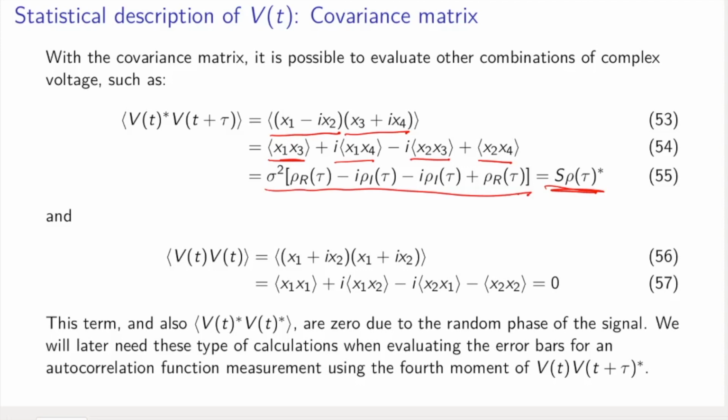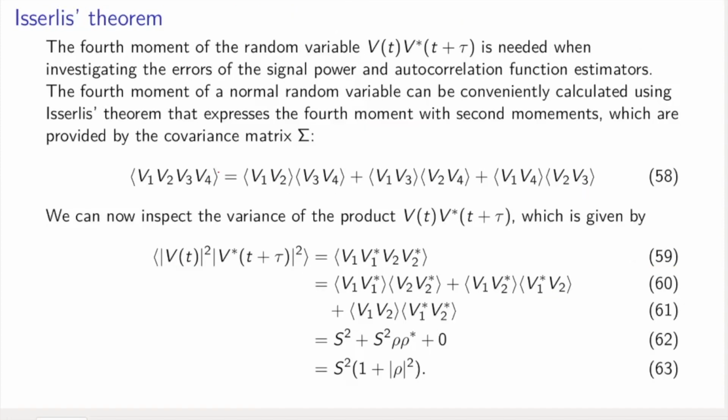One case, which is needed later on when deriving the errors of an autocorrelation function estimate, is shown in equation 56. This contains the expected value of voltage V of t multiplied with an unconjugated version of V of t. So this is just the expected value of V of t squared. Now perhaps a somewhat non-intuitive result is that this actually evaluates to 0. Similarly, if we multiply a conjugated version of the complex voltage with a conjugated version of a complex voltage, this is also 0 mean.